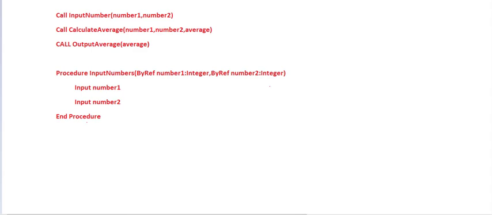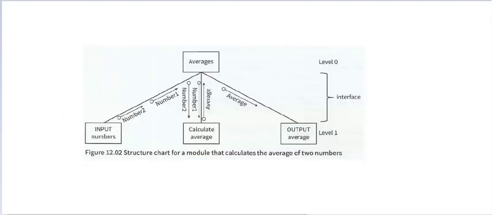As you can see, we have written pseudocode for the procedure input numbers, and I have made sure that there are 2 parameters here, number 1 and number 2, and I'm passing these by reference. How do I know that these are being passed by reference? I'll give you a short tip. If on the structure chart the arrows are pointing upwards, this means that these parameters are being passed by reference.